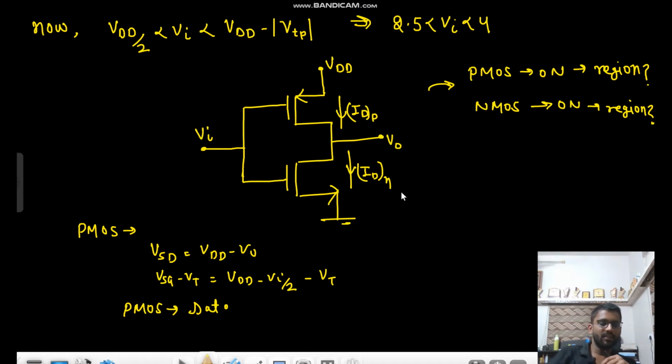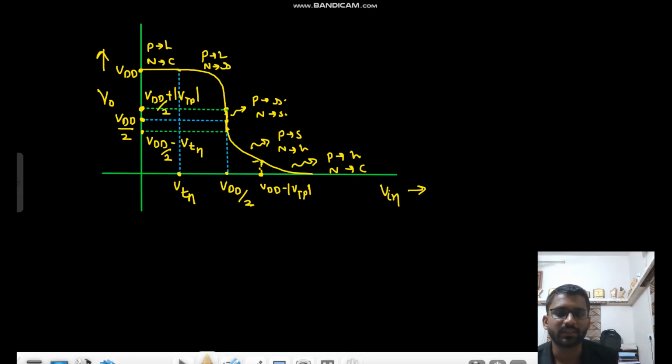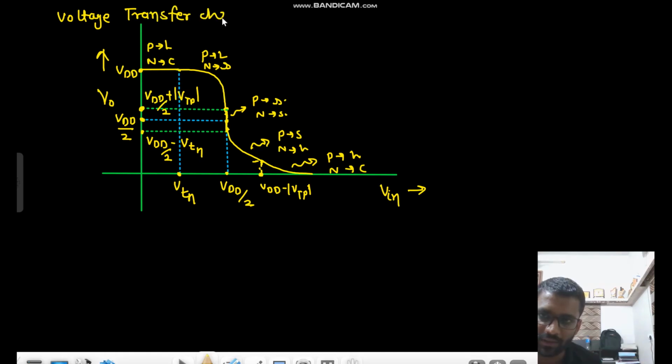Okay. Now we have seen the voltage transfer characteristics. So this is VTC, the voltage transfer characteristics. Now we will see current characteristics.